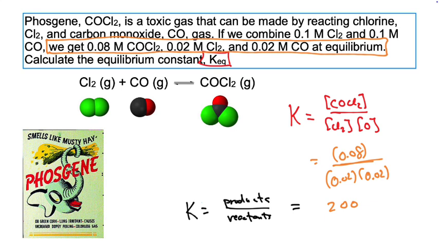Well, it means the ratio of products to reactants is a very large number. What does that mean? I have more products than I have reactants. So when I'm running this reaction, it is favorable in formation of our products. It would be a spontaneous reaction.